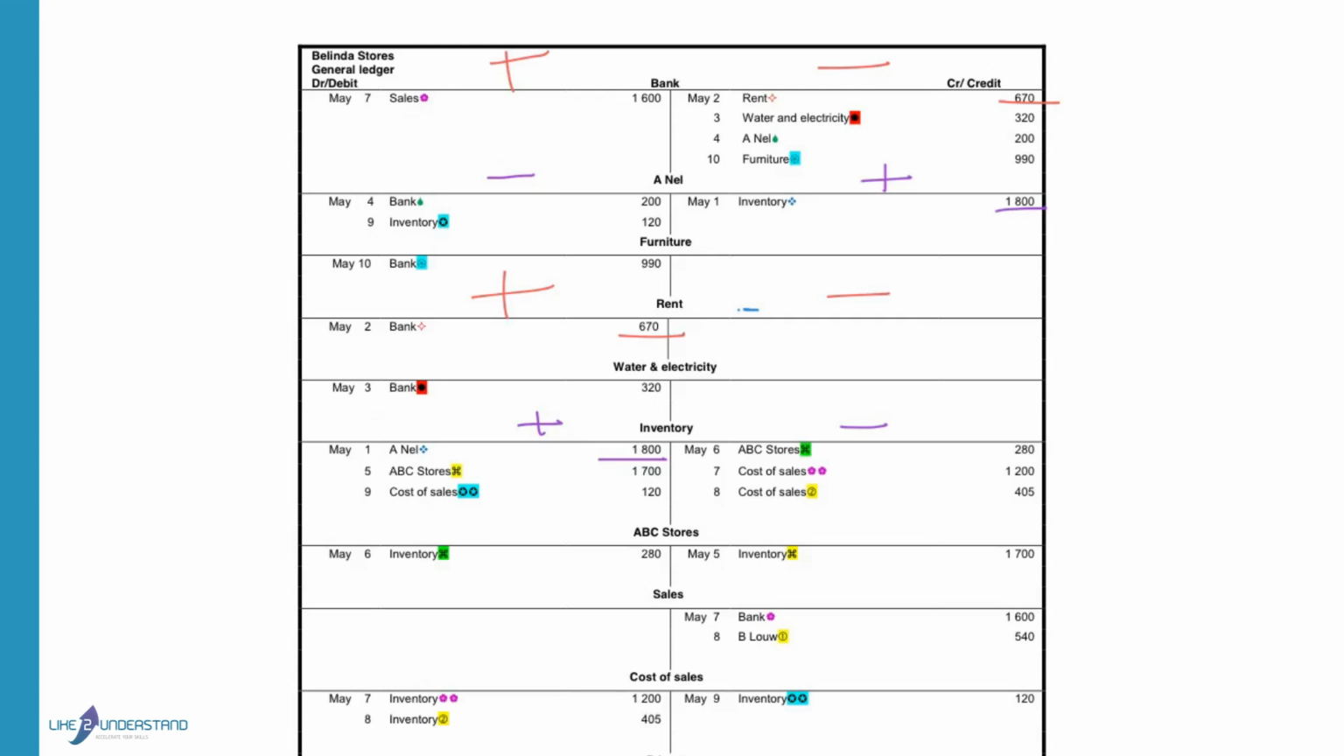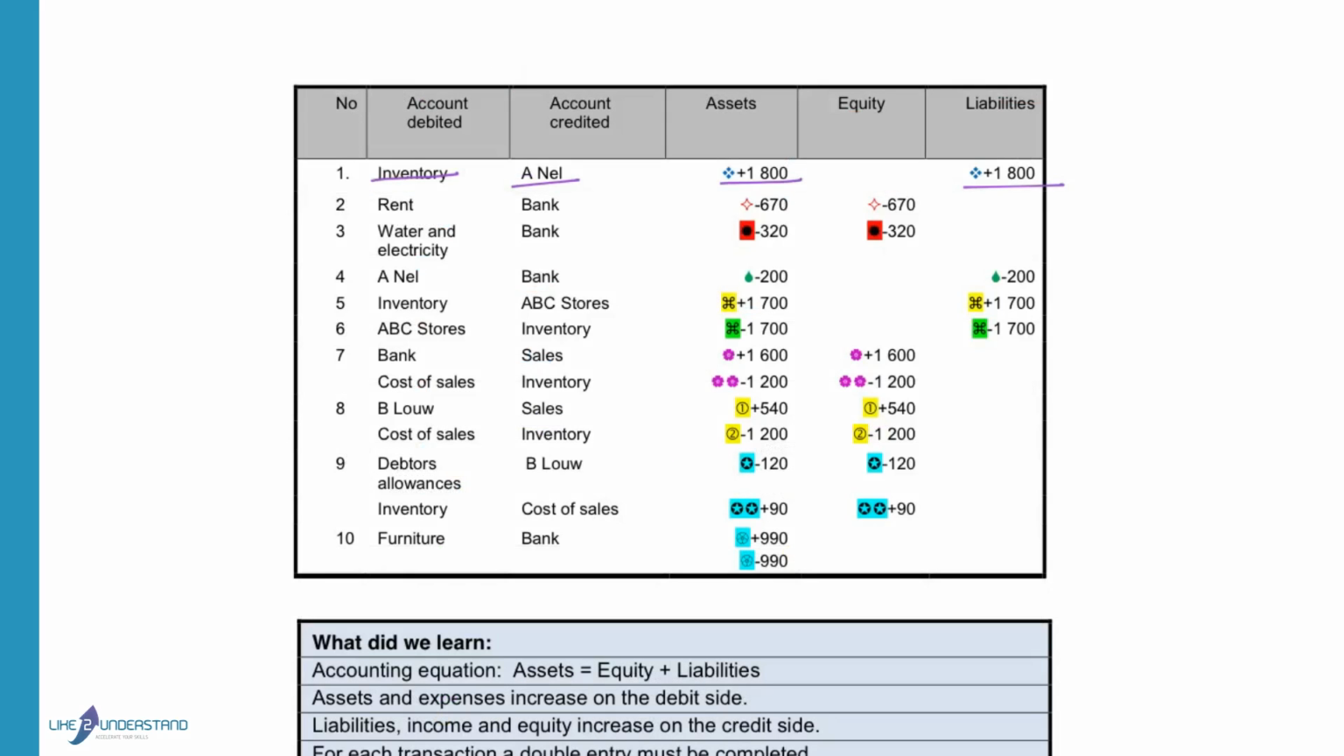Water and electricity account will be debited because it is an expense, and expenses increase on the debit side and decrease on the credit side. The bank account will be credited because the money was taken out of the bank, so the money is reduced. Therefore the assets will reduce because we take money out of the bank, and the expenses will decrease the profit, so equity will decrease.